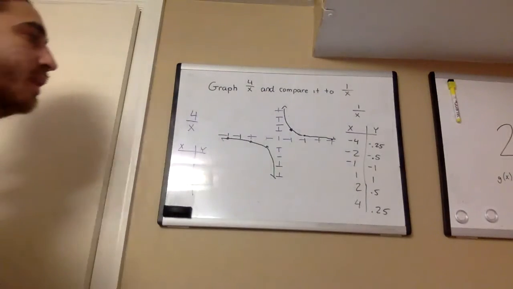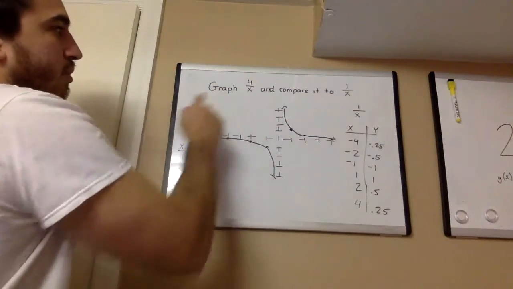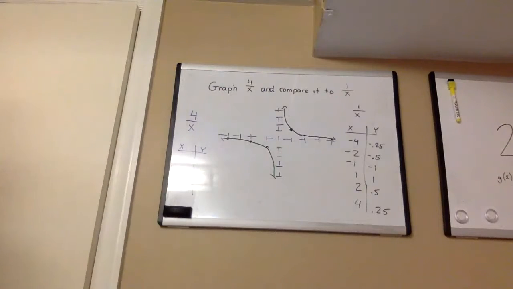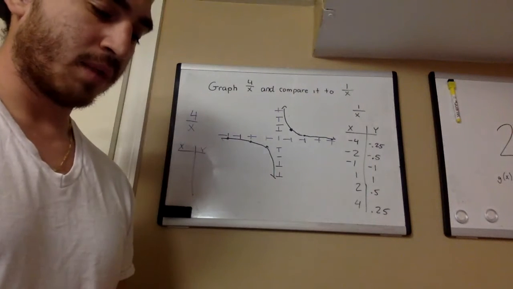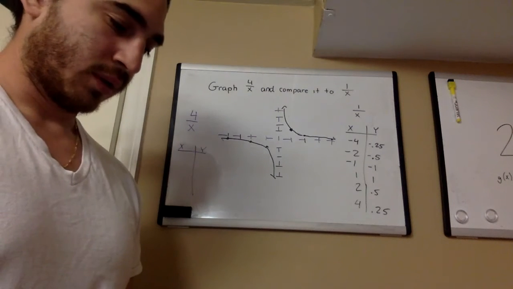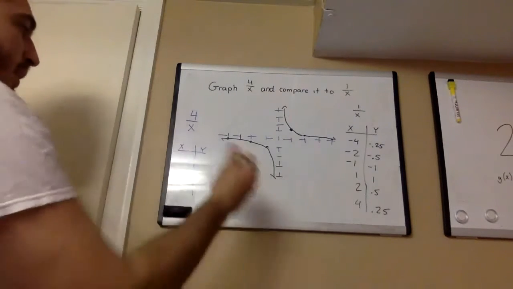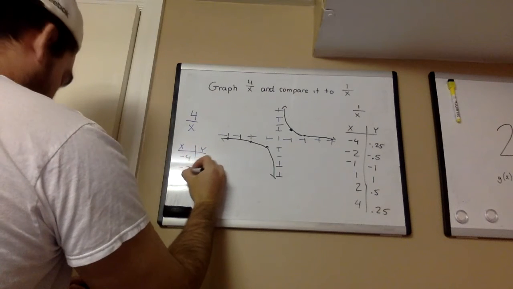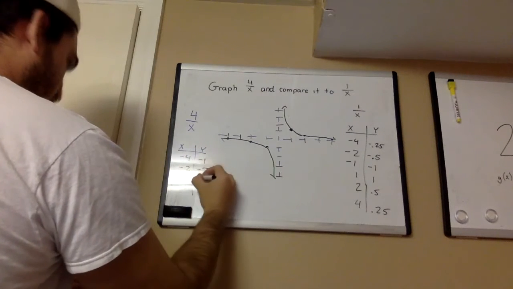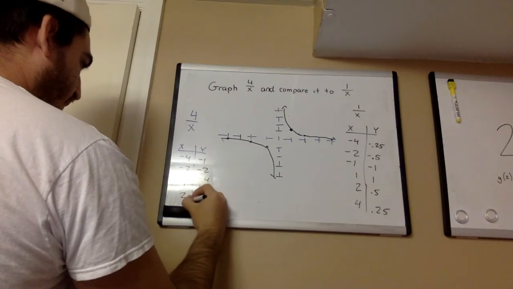So I already graphed 1 over x. You do not need to do that for the homework. I am now going to graph 4 over x. So let me grab my calculator. What you're going to do is put this into the graph section and look at the points. So let's do that real quick. I'm going to use the same x values. So I'm going to get (-4, -1), (-2, -2), (-1, -4), (1, 4), (2, 2), and (4, 1).